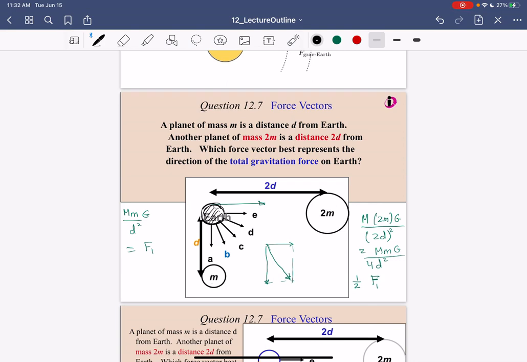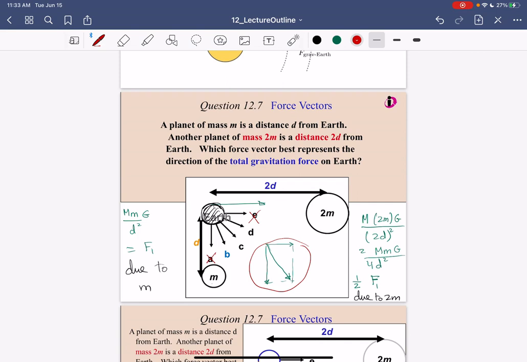Here you need to know that first, when I compare force 1 with force 2, the force due to M is going to pull the Earth with F1, and here due to 2M it is going to be 1/2 F1. Now, of course, I can exclude E and A because my resultant should be something like this.